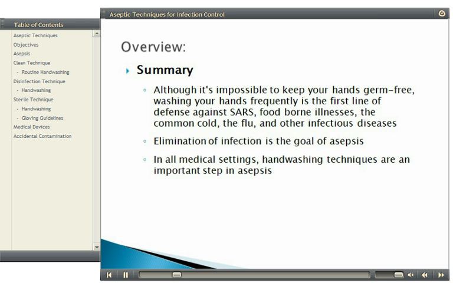Overview. Summary. Although it's impossible to keep your hands germ-free, washing your hands frequently is the first line of defense against SARS, foodborne illnesses, the common cold, the flu, and other infectious diseases. Elimination of infection is the goal of asepsis. In all medical settings, hand-washing techniques are an important step in asepsis.